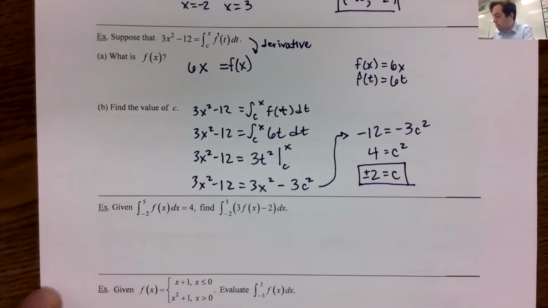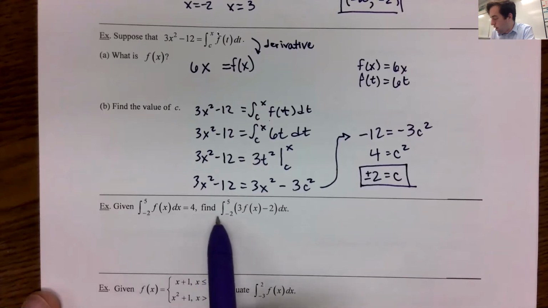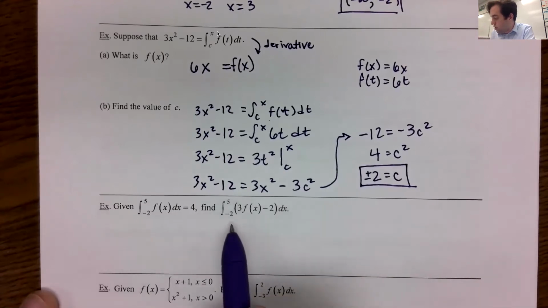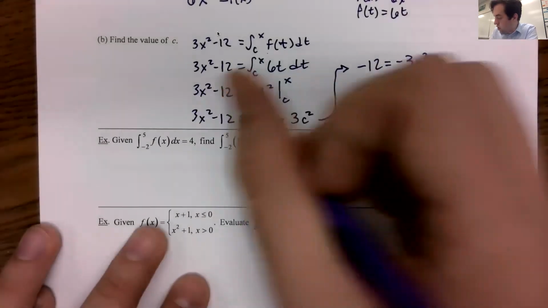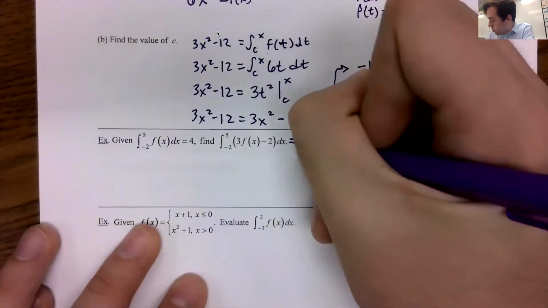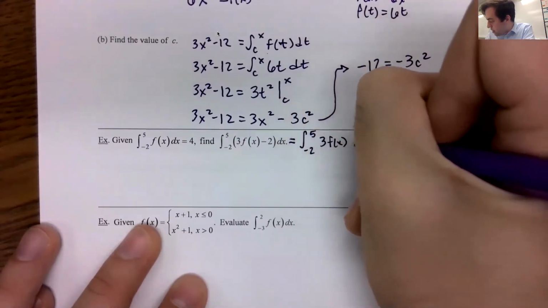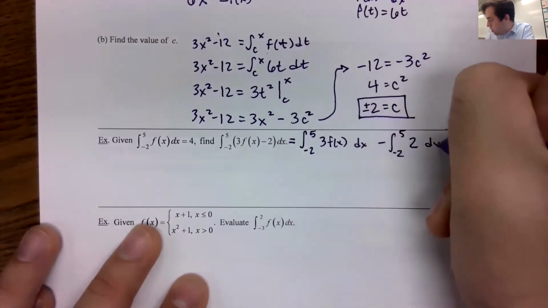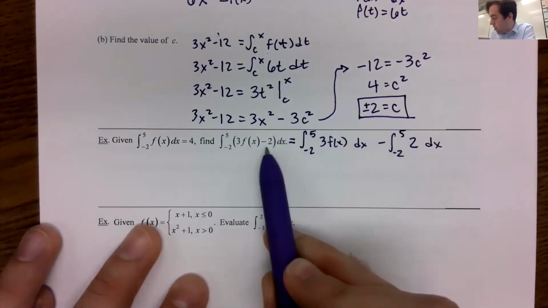Moving on, given that the integral from -2 to 5 of f of x dx is 4, find the integral from -2 to 5 of 3 times f of x minus 2 dx. All right, so what we're going to do now is use our integral properties, being able to split one integral into multiple integrals. So this really equals the integral from -2 to 5 of 3 f of x dx minus the integral from -2 to 5 of 2 dx, right? I can separate two terms into two different integrals with a minus in between, just like the original.